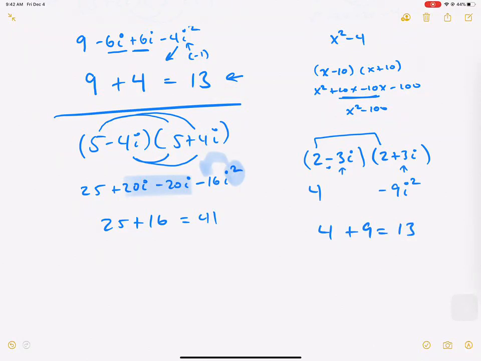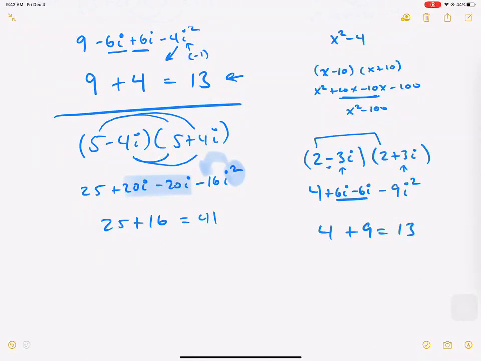What about the middle term? Don't bother doing it. We've seen the pattern before. The middle term would have been a plus 6i and a minus 6i. And guess what? They were always going to cancel out. The conjugate's middle terms always cancel out. You can skip that step if you remember that they cancel out.